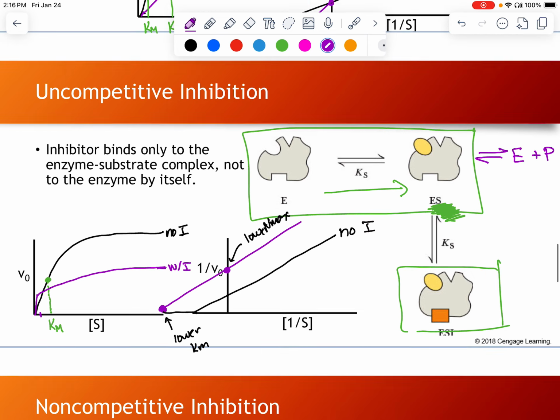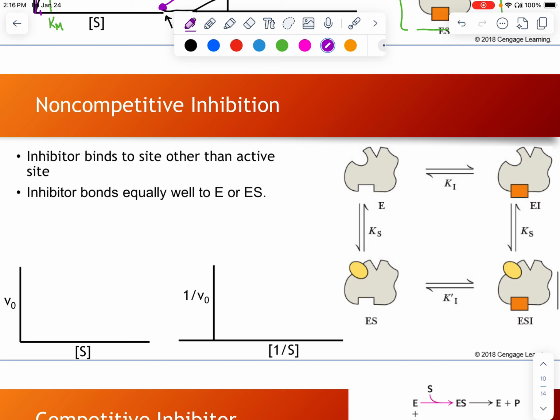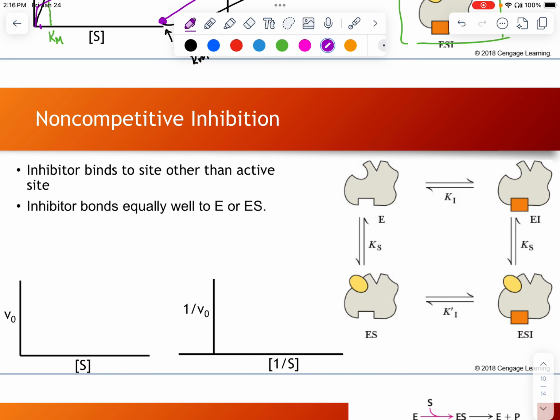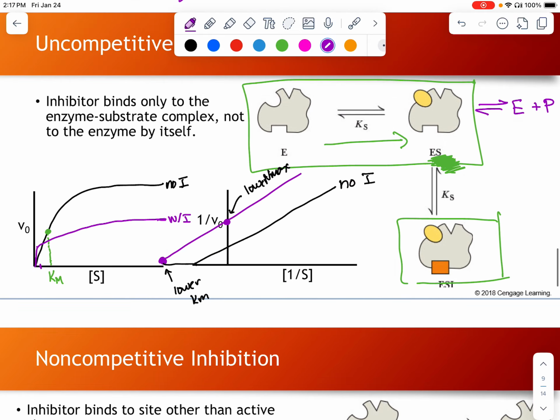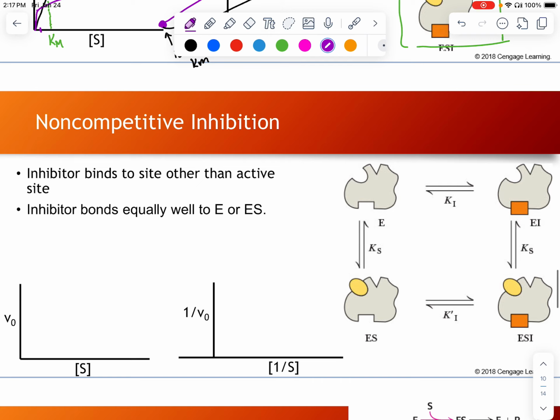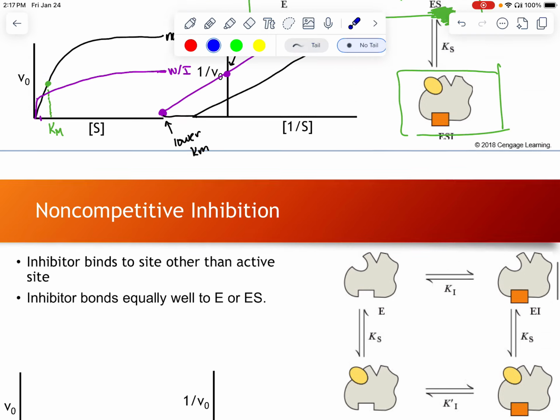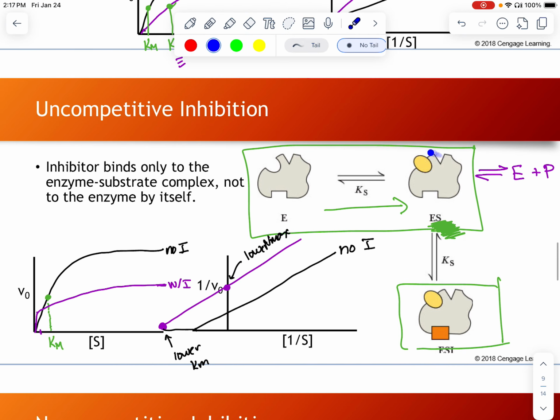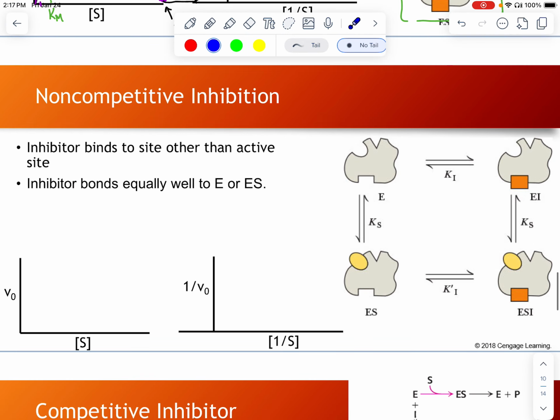All right, one more, non-competitive inhibition. So we get even more pictures with this one. The inhibitor bonds to a site other than the active site, just like with uncompetitive, but before, we had it bonding just to the enzyme substrate. And notice that this is a little bit different. This here is now vertical. Up here it was horizontal. So we've got the enzyme.